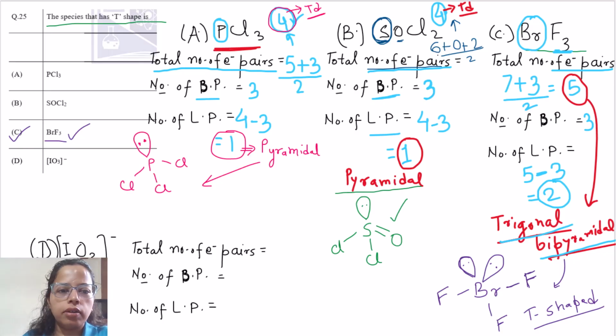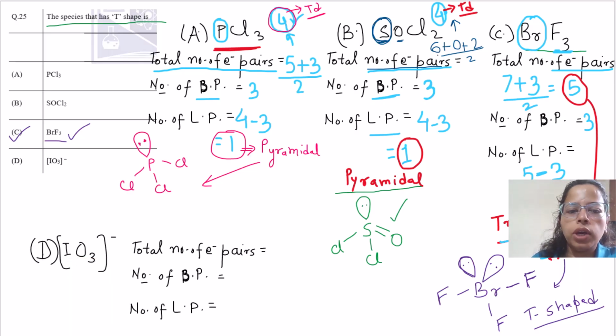Now, since we are finding the shapes of all the given molecules, let's move on to the IO3 minus option, which is option D. So total number of electron pairs. Which one is the central atom? Iodine is the central atom belonging to the halogen family. So 7 valence electrons. Then we do not consider the contribution of the double bonded oxygen here, and we have a negative charge as well. So 7 plus 1 negative charge divided by 2. So we have 4 electron pairs in IO3 minus.